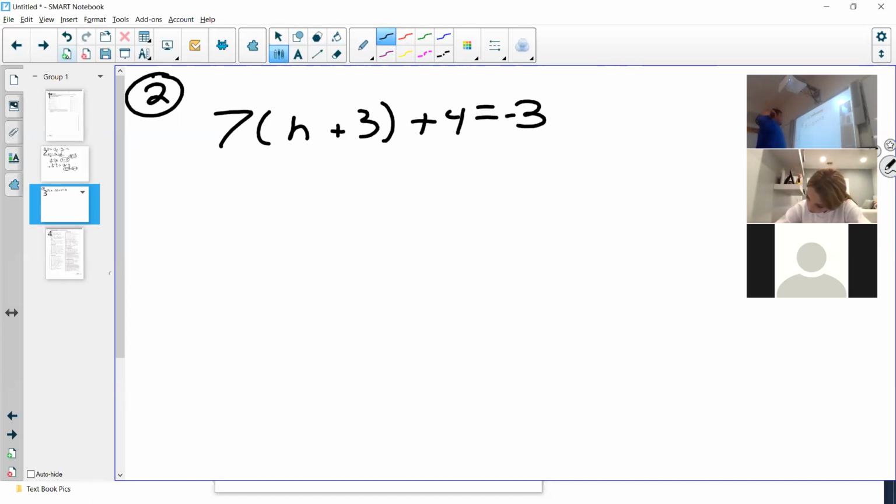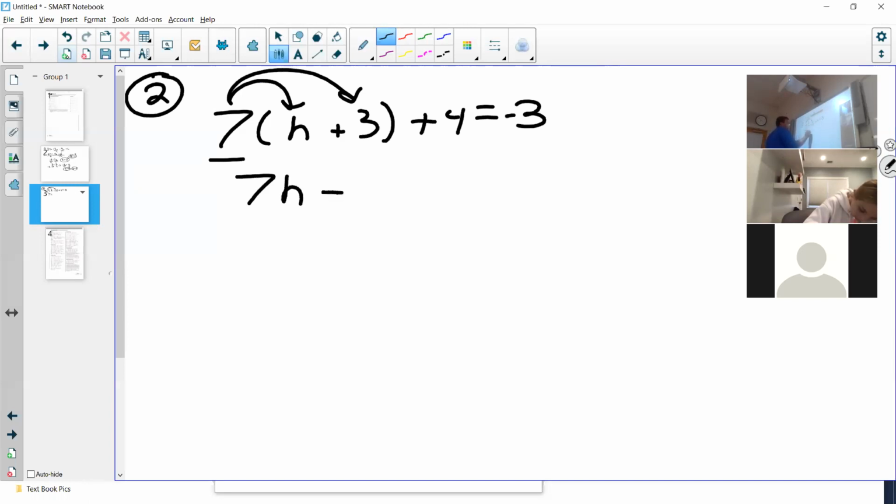So that's number 2. I like to distribute whole numbers. If it's a fraction, I'll show what to do otherwise. But when I have a whole number, I like to distribute. So I have 7 here. I'm going to distribute to h, and I'm going to distribute to 3. So I have 7h plus 7 times 3, which is 21, plus 4 equals -3.